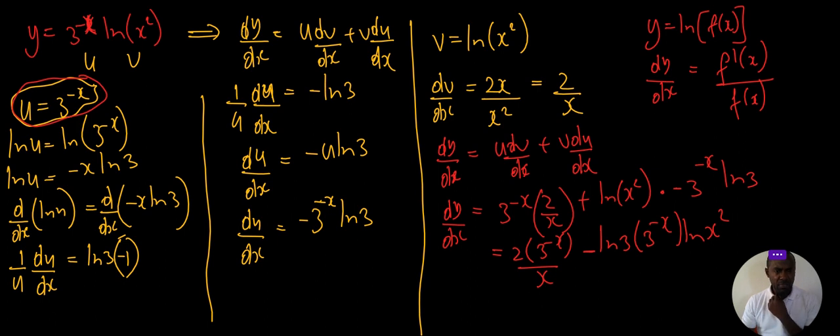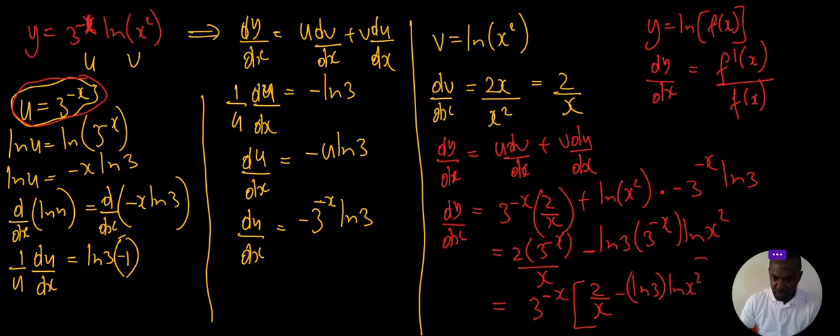So the derivative of 3 to the minus x times natural log of x squared is equal to 2 times 3 to the minus x over x minus natural log of 3 times 3 to the minus x times natural log of x squared. But if we want to simplify that by factoring, we could factor out 3 to the minus x, and that's going to leave in brackets 2 over x minus the natural log of 3 times the natural log of x squared. And that's it.